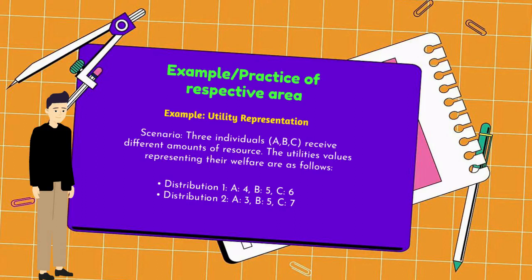For the solution, identify the least well-off individual in each distribution. For distribution 1, A4. For distribution 2, A3. To compare the lowest utilities, distribution 1 has a higher lowest utility, which is 4, compared to distribution 2, which is 3. Therefore, distribution 1 is preferred.